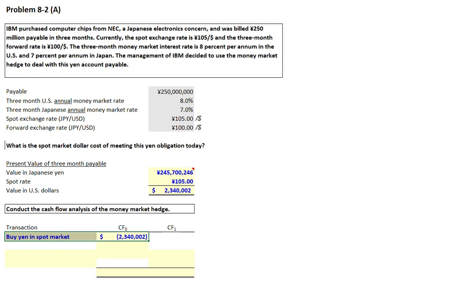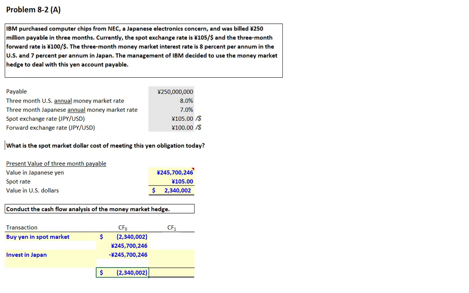We're going to go ahead and buy yen in the spot market, and that's going to cost us $2,340,000. We're going to, of course, receive 245 million Japanese yen. We don't want to just sit on that. We're going to invest it somewhere. We're going to invest it in a money market instrument at that 7% interest for 3 months. And so our total cash flow at time zero right now is the $2,340,000 going out. The yen transaction is a wash.